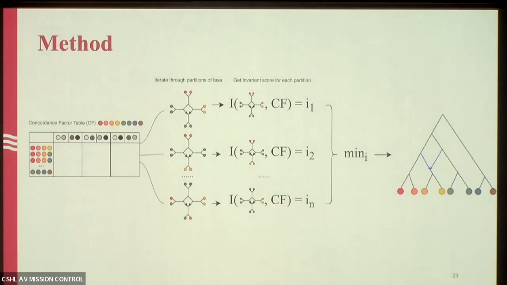So I have explained what algebraic invariance is. Let me introduce the procedure of our method. If there are 8 or fewer taxa in the input data, our method will iterate through all the candidate networks and calculate the invariance score for each candidate network. The network with the smallest invariance score is the network that best matches our data.